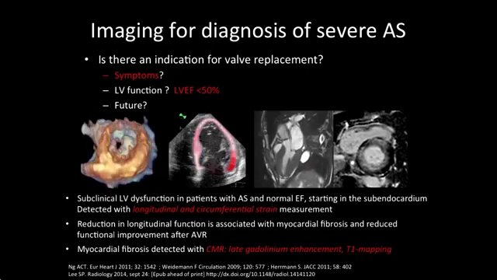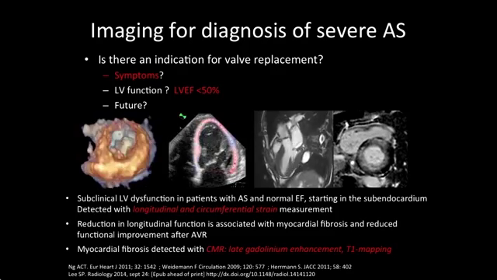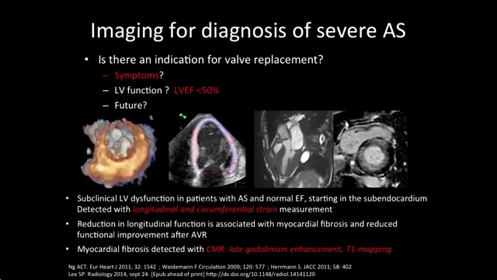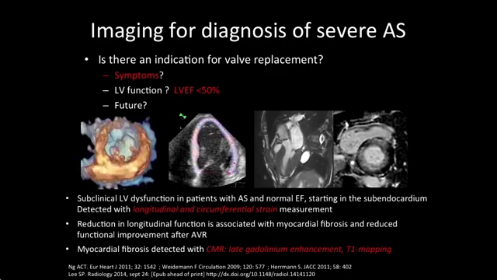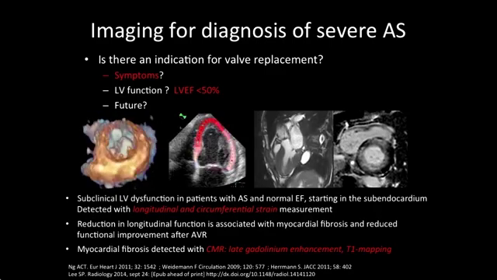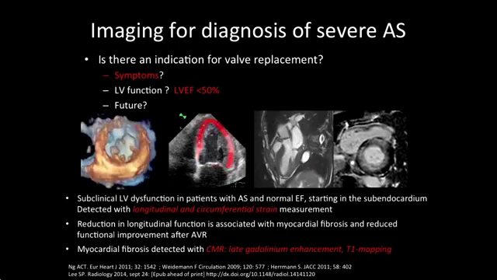Moreover, a reduction in longitudinal myocardial function has been correlated with the amount of myocardial fibrosis and with a reduced functional improvement after valve replacement. Myocardial fibrosis could become a valuable prognostic marker that can be easily measured by cardiac magnetic resonance imaging using late gadolinium enhancement and T1 mapping sequences.